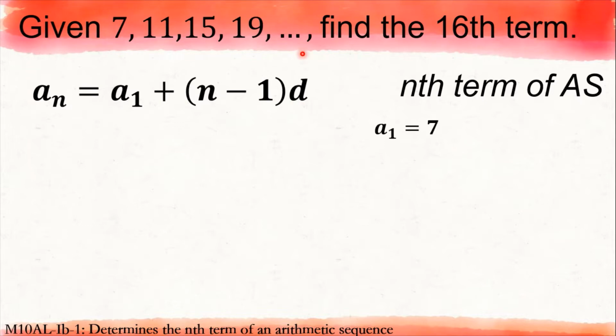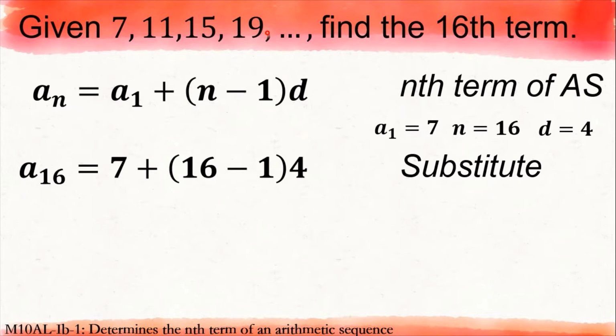So, in our example, a sub 1, or the first term is 7, n is 16 kasi siya yung position ng term na hinanap natin. And d is the common difference, kasi 7 plus 4 is 11, 11 plus 4 is 15, 15 plus 4 is 19.